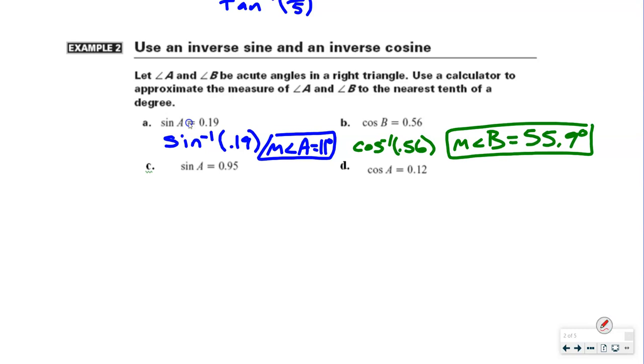And looking at C, we have sine of A equals 0.95. So we'll do inverse sine, 0.95. And we should get the measure of angle A equals 71.8 degrees. Approximately 71.8 degrees.